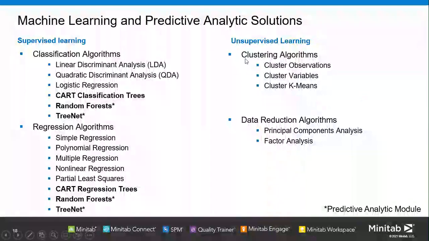So we also have algorithms like clustering, and data reduction, which we call principal component analysis. All of this is available in Minitab statistical software. Some experts always use both groups. Before you go for supervised learning, maybe you try grouping the data using unsupervised learning, and after that you go back to supervised learning. So it will depend.